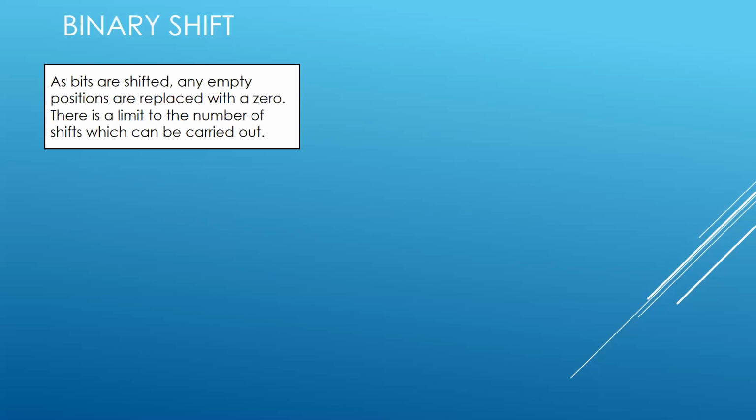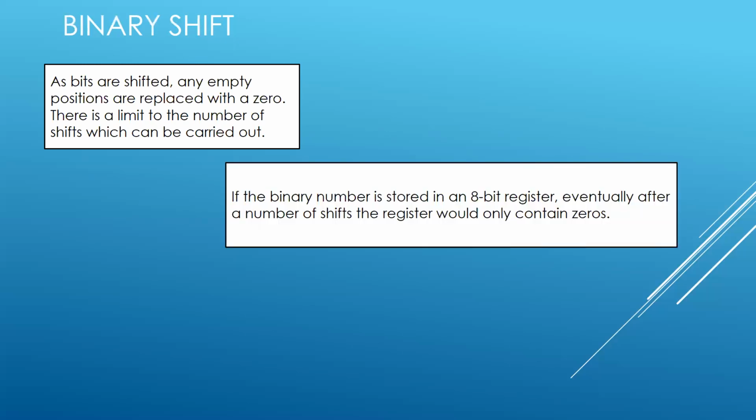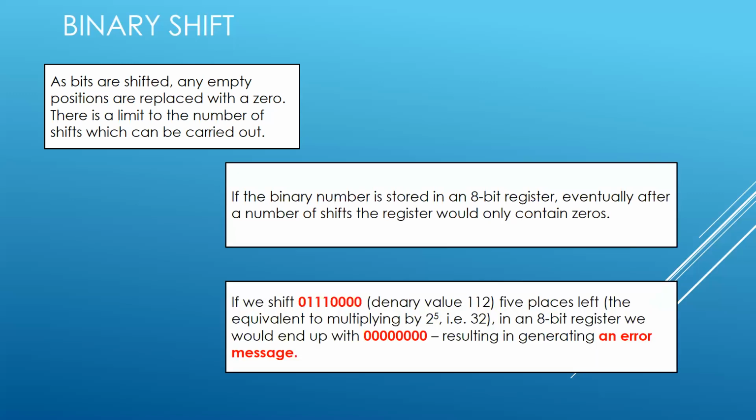Left shift means multiplication, and the answer may not come out accurate because there is a limit to the number of shifts that can happen. Now you can see if the binary number is stored in an 8-bit register, eventually after a number of shifts have taken place, it may occur that all the values are lost and the whole byte is composed of zeros. And just think, will it be a good option? Will it be the correct answer?